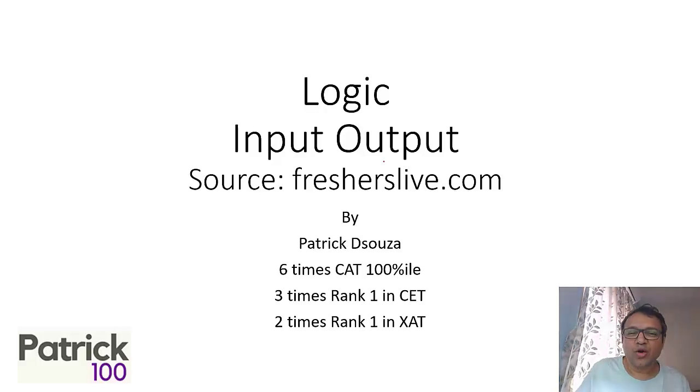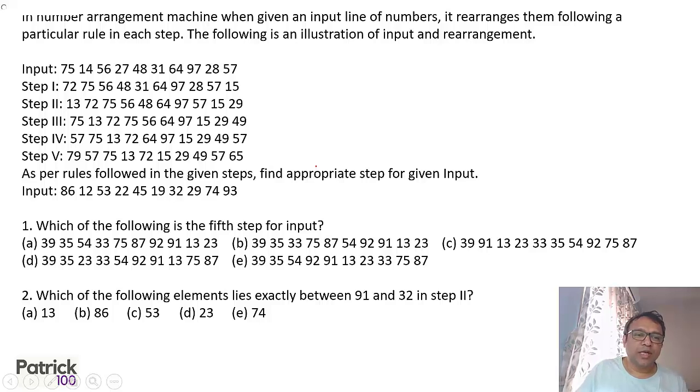Hi, so we're looking at logic based sums, input output. So input is given and you have to find out the logic behind how the numbers move. Let's look at the first input to step 1. What is changing? If you look at all the numbers in order 75, 56, 27, 48, 31, all the numbers in order except a couple of numbers, which is 14 is not in the series and 27 is not in the series. If you look at all these numbers are in series except 14 and 27.